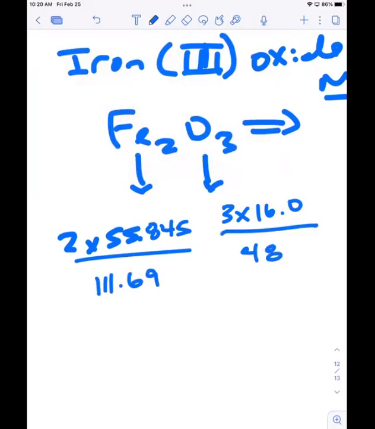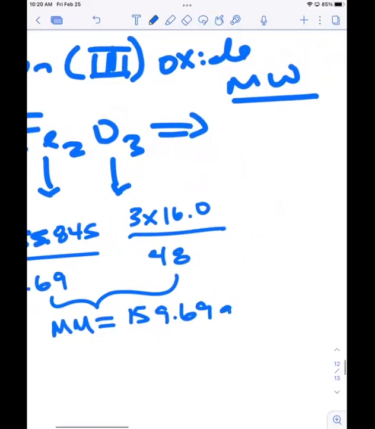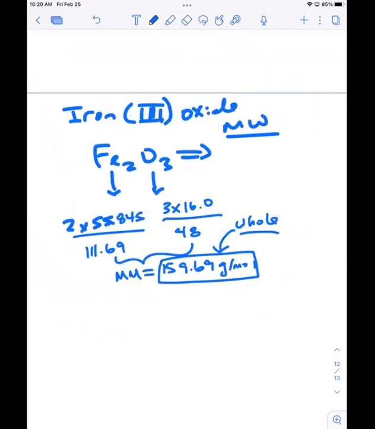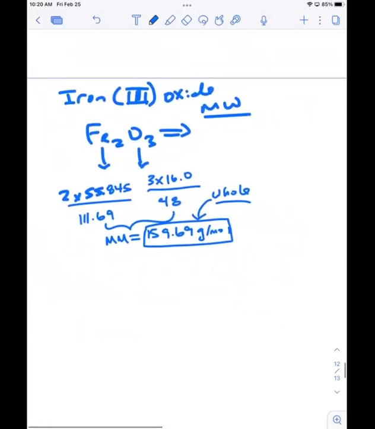And then if we just sum them up, that's going to give us the molar mass for that compound, right? Which is 159.69. Everybody okay with that? And this is in grams per mole. So I know my molar mass, I know my whole. Is that right? And now I just need to focus on the parts.